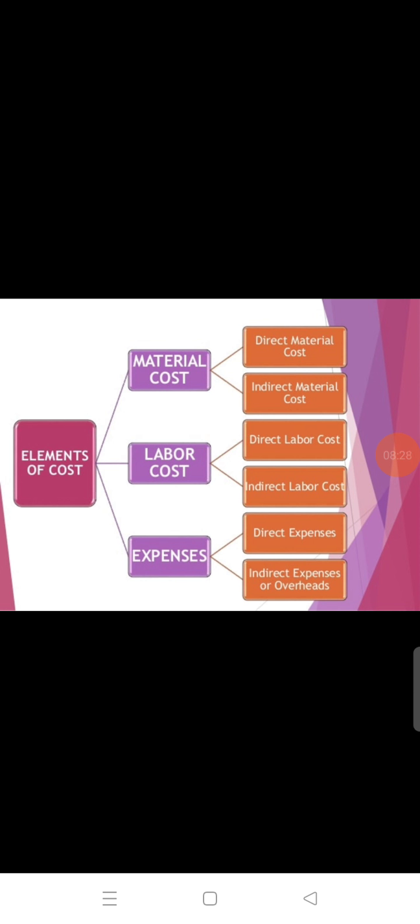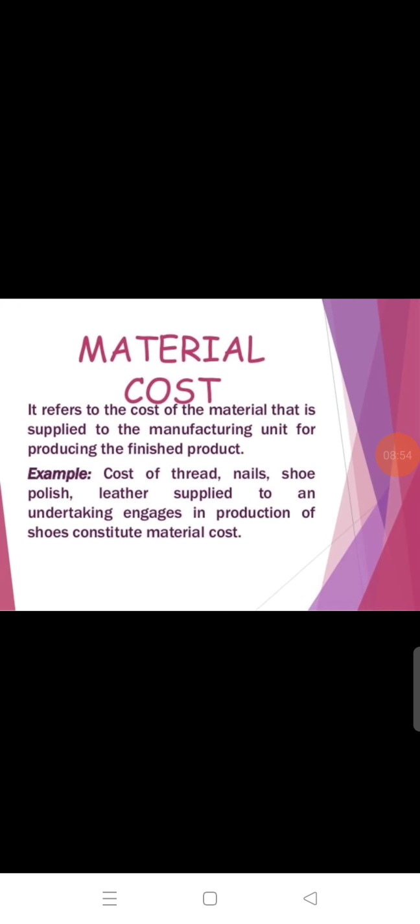So what do you mean by indirect expenses? Expenses that are not directly charged to the production are indirect expenses. So whatever expenditure is indirectly incurred for the production is called indirect expenses. So all direct expenditure comes under prime cost. All indirect expenditure is also called overhead. So these are the elements of cost.